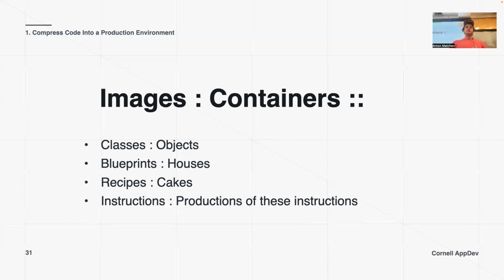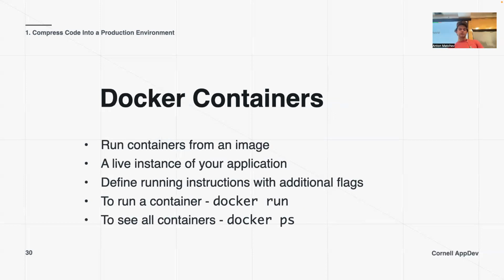Images to containers in Docker are like classes to objects in Python. In Python, classes are a blueprint for what you want an instance of your object to be, right? So the image, again, is a blueprint of what your app looks like. And like blueprints and houses, you have a blueprint for your house, and then you actually build your house, right? It's the same thing for images and containers. And so, going back to containers.